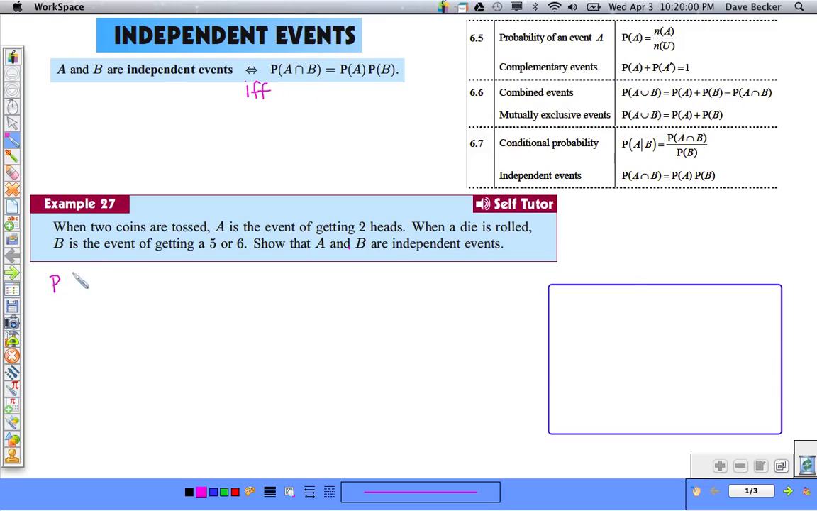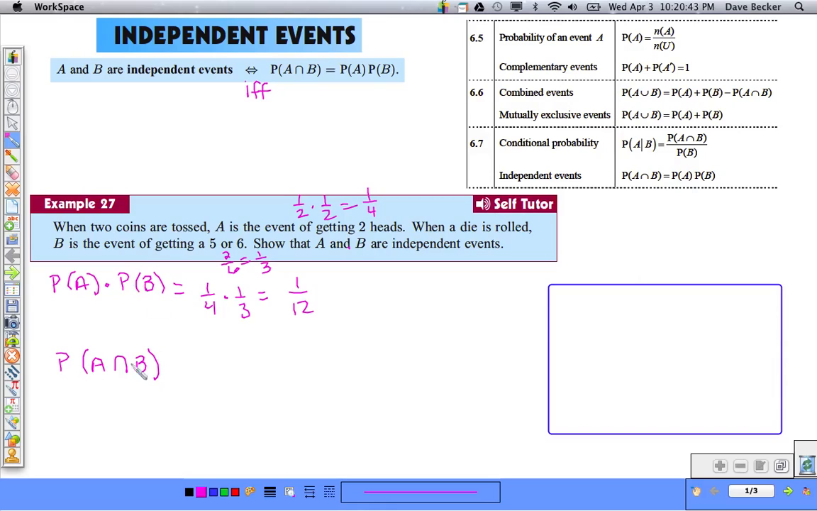Since it's easier, we're going to tackle the probability of A times the probability of B. What is the probability of A? Of getting two heads, tossing two coins, is 1/2 times 1/2, which is 1/4. When a die is rolled, B is the event of getting a 5 or a 6. On a fair die, that's 2 out of 6, which is equal to 1 out of 3. So the probability of A times the probability of B is 1/4 times 1/3, which is 1/12.